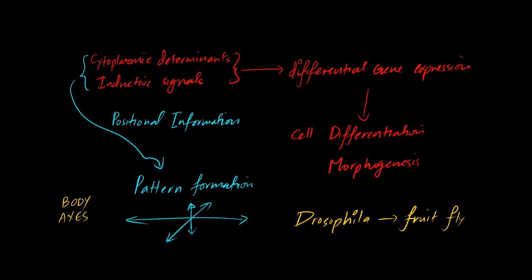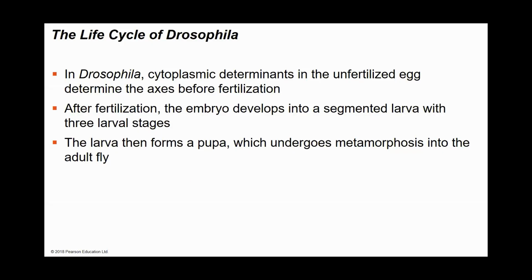So today, inshallah, we're going to look at the life cycle of Drosophila. Then we will start discussing how a zygote of the Drosophila fly develops into an adult, and what the role of the cytoplasmic determinants and even the genes of the embryo is during development.